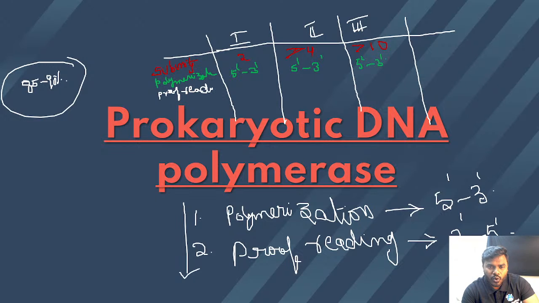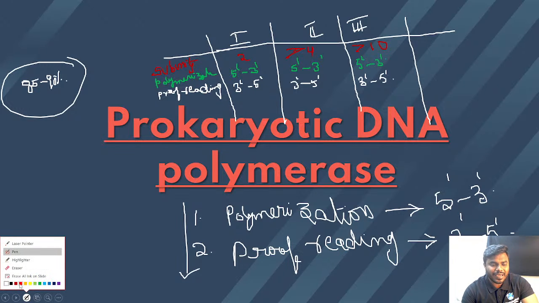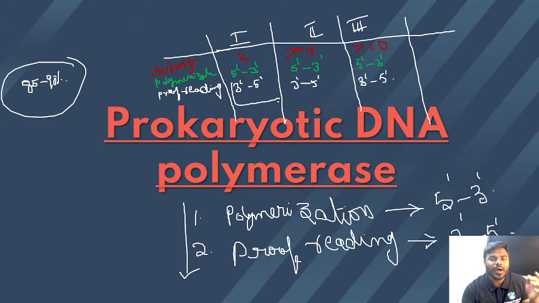If you talk about the proofreading, my friends, polymerase 1 will do the proofreading in 3' to 5', no doubt about it. And polymerase 2 also will do the proofreading 3' to 5', no doubt about it. Polymerase 3 also will do the proofreading 3' to 5', there is no doubt about it. But my friends, what is the unique characteristic of this particular polymerase 1? Friends, polymerase 1 can also do the proofreading in 5' to 3' direction also. What direction? 5' to 3' direction also.